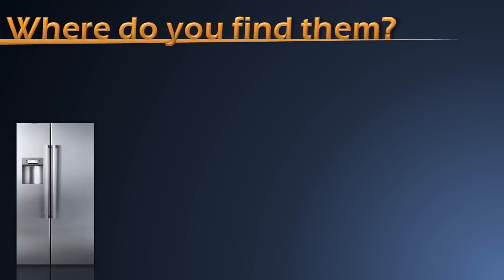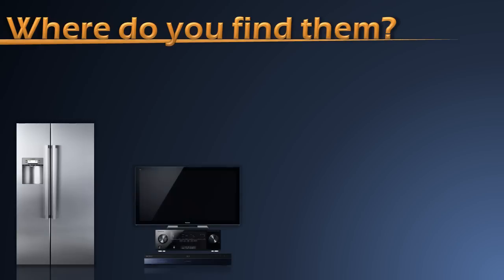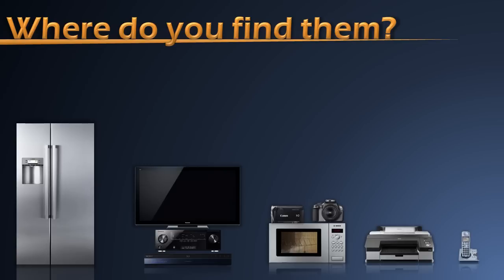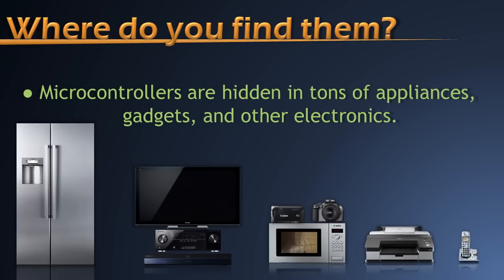So, the humble refrigerator, Blu-ray player, home theater, TV, microwaves, camcorders, cameras, printers, telephones, practically everywhere. They're hidden in all these appliances and devices, and we don't even know that they're in there. But you name an electronic gadget, and there's a very good chance that there's a microcontroller inside there. So they're very unsuspecting, and they're super important. So it's kind of an interesting mix. They're everywhere. That's what I said before.